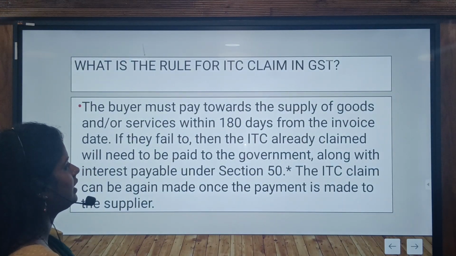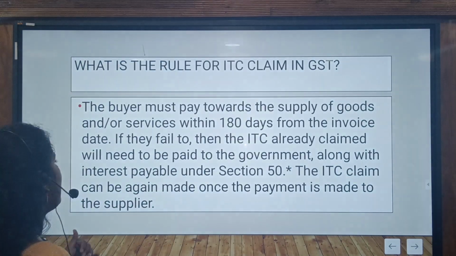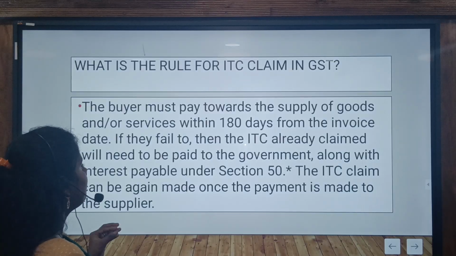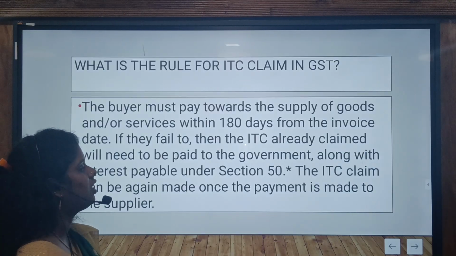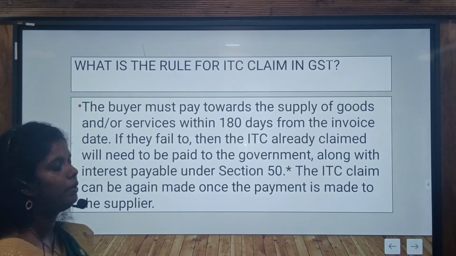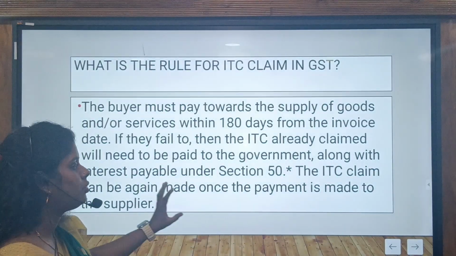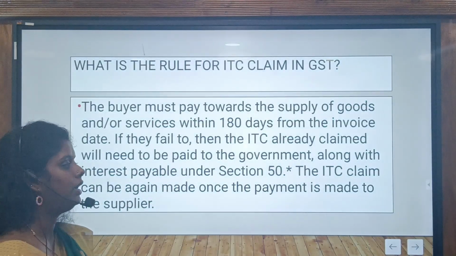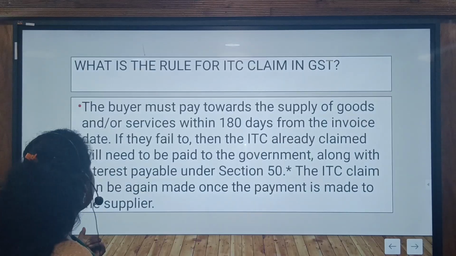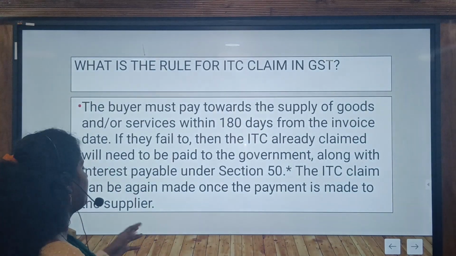What is the rule for ITC claim in GST? The buyer must pay the supplier for the goods and services within 180 days from the invoice date. If not, the ITC already claimed needs to be paid back to the government along with interest. So not only is the ITC going to be paid back, but it is also going to be mentioned. The ITC claim can again be made once payment is made to the supplier.